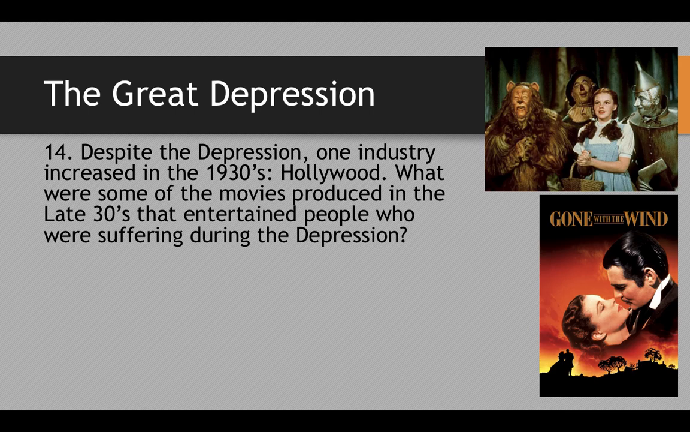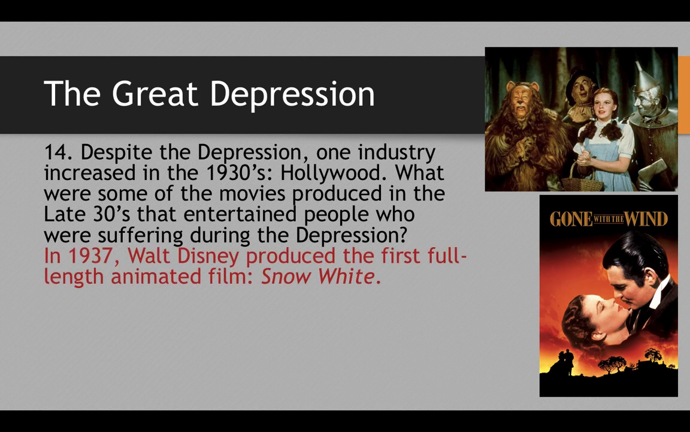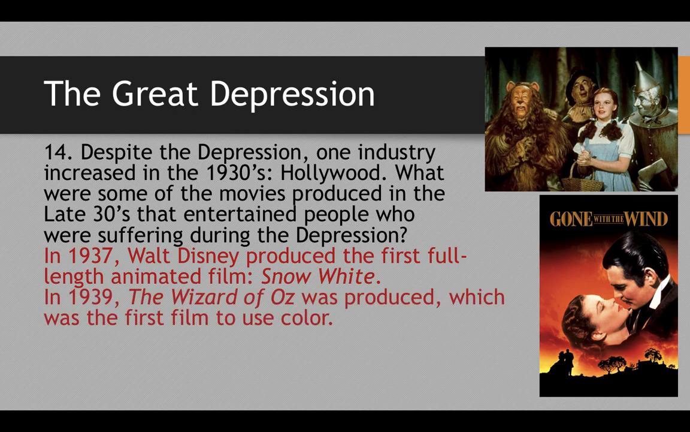And some of the movies that were produced in the late 30s especially that entertained people who were suffering from the Depression, one was Snow White. That was the first full-length animated film. Walt Disney had started his company in the 1930s, and in 1937 made his first full-length animated movie. The Wizard of Oz was in 1939. Some call it one of the best films of all time. And this was also the first film to ever use color.